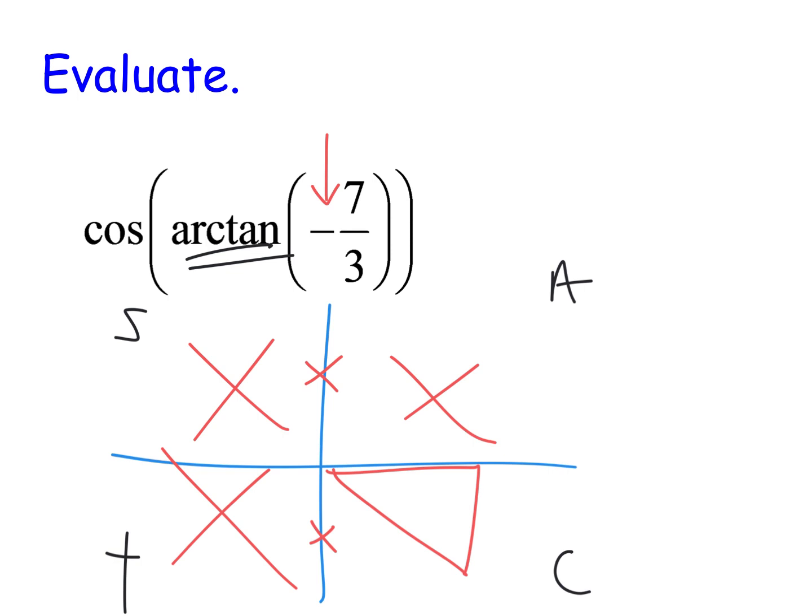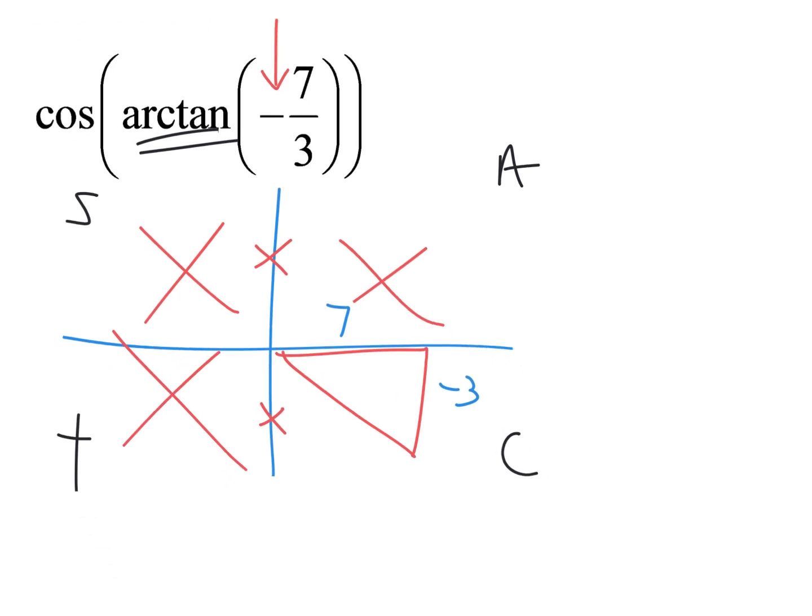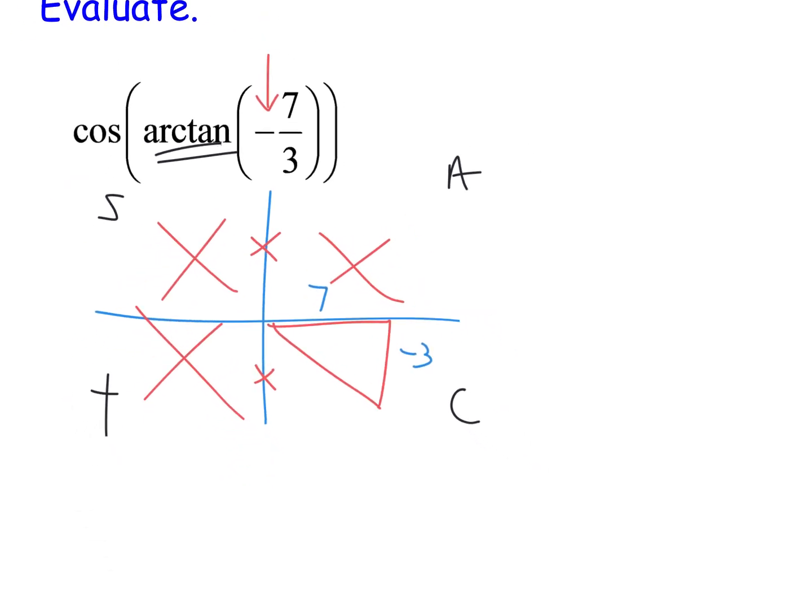And now TOA is opposite, adjacent. Negative 3, 7. And then what's that third side? Probably don't have that one memorized, right? So you go square root 49 and negative 3 squared is 9. And we are on the longest side, so plus. So that'd be 58, square root of 58.